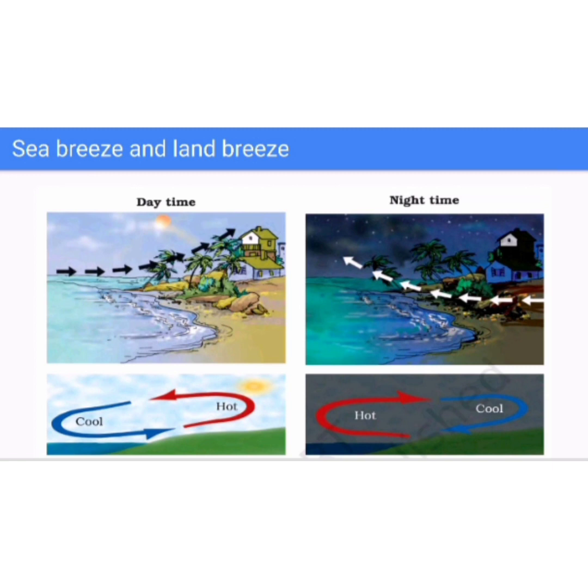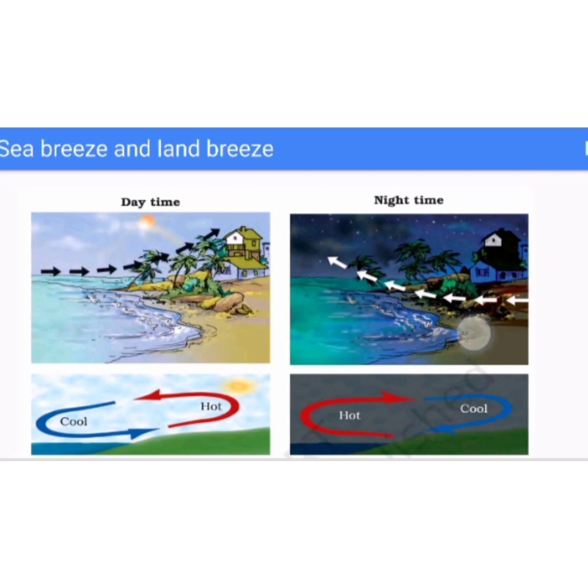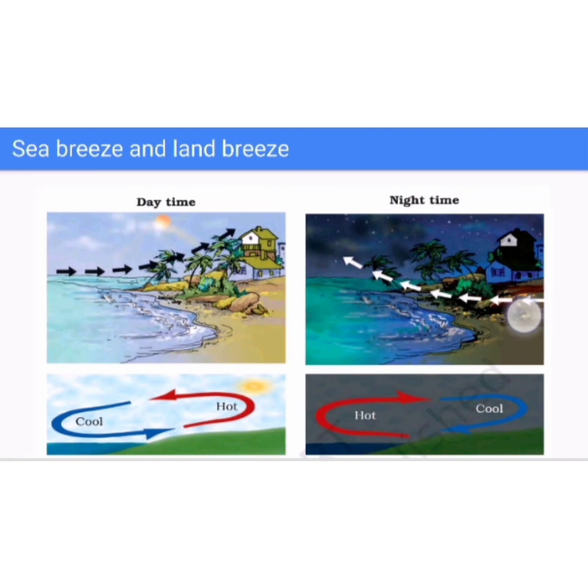At night, it is exactly the reverse. The water cools down more slowly than the land. So the cool air from the land moves towards the sea. This is called the land breeze.